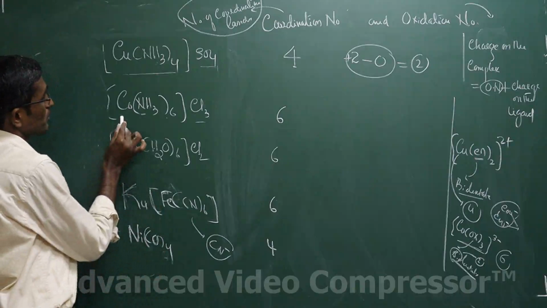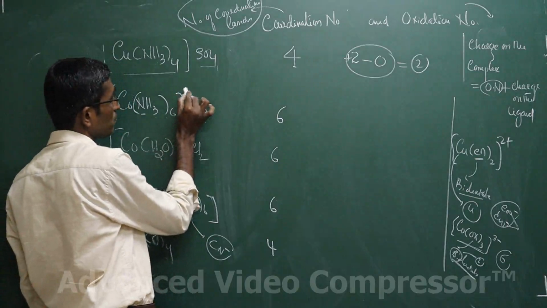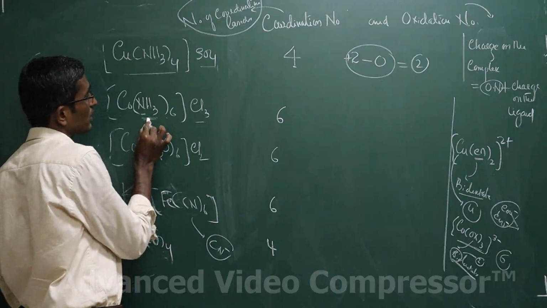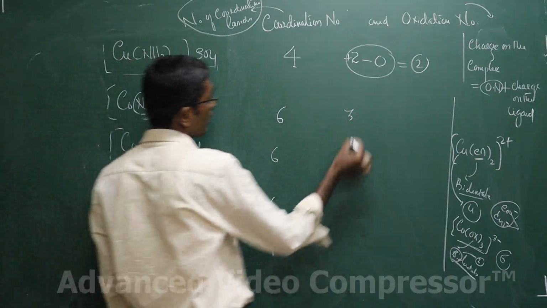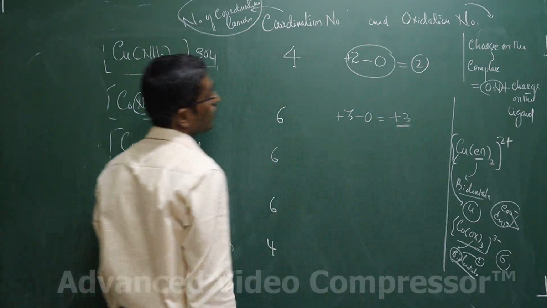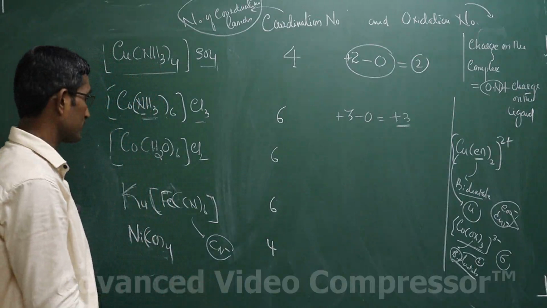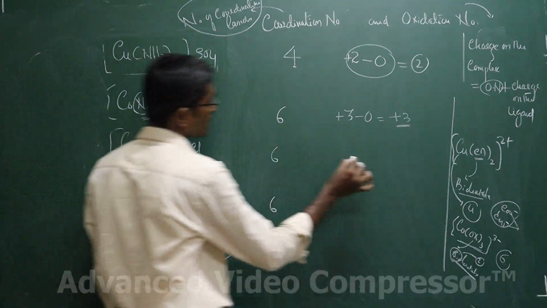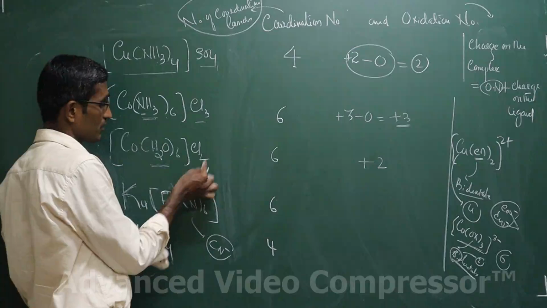How about the oxidation number of this, students? How did you split it? [Co(NH3)6]3+ 3Cl minus, because this is again a neutral ligand. The charge on the complex is 3 and the ligand doesn't have any charge. That means the oxidation number of the central metal ion is plus 3. Very clear. In this case, what is the oxidation state of the central metal ion? Plus 2, because again it is a neutral ligand, and 2 Cl minus ions are there.